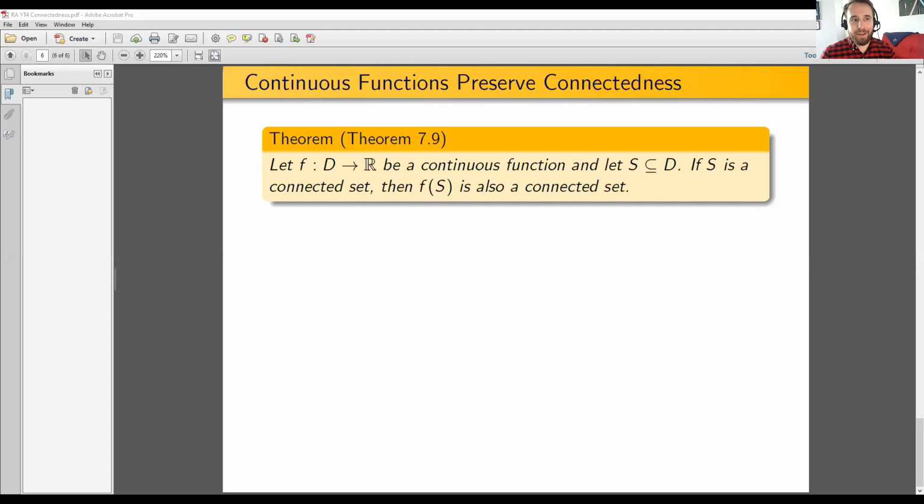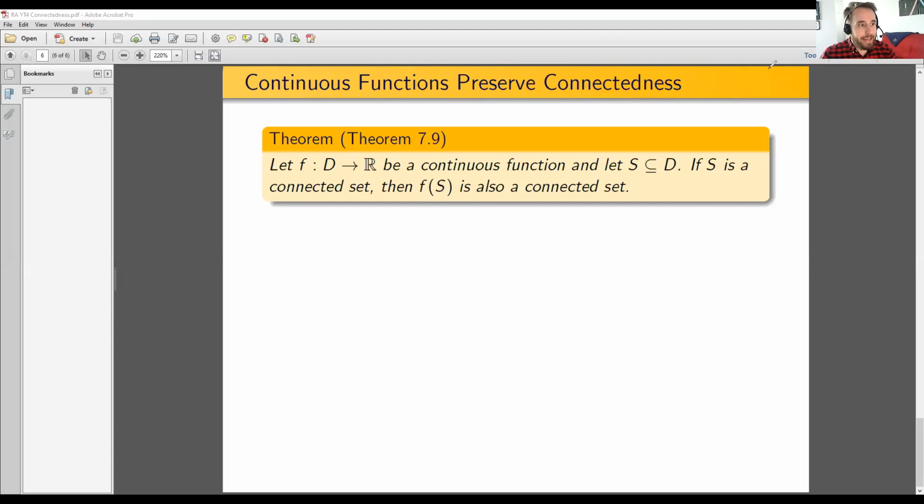All right. Hey, everybody. So in this relatively quick video, we are hoping to prove our next big result in our series of results involving Chapter 7 about connected sets. And this theorem says that continuous functions preserve connectedness.